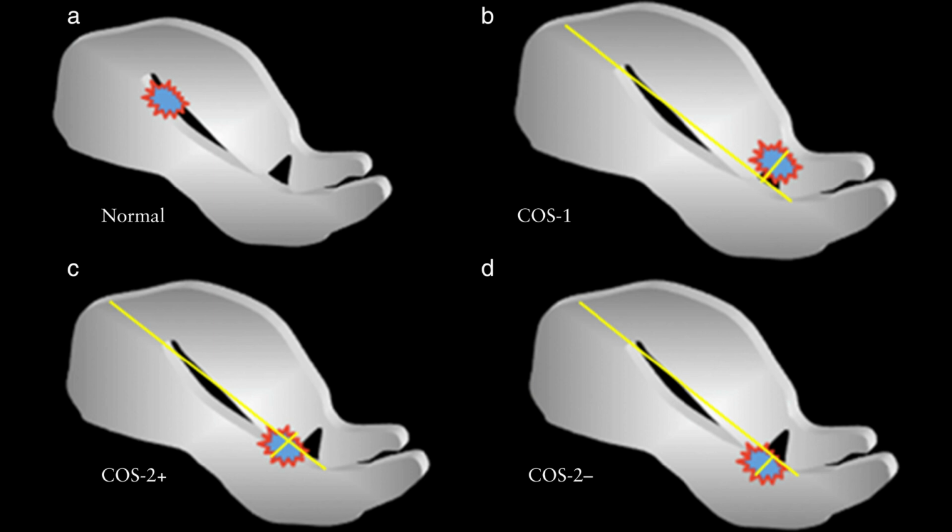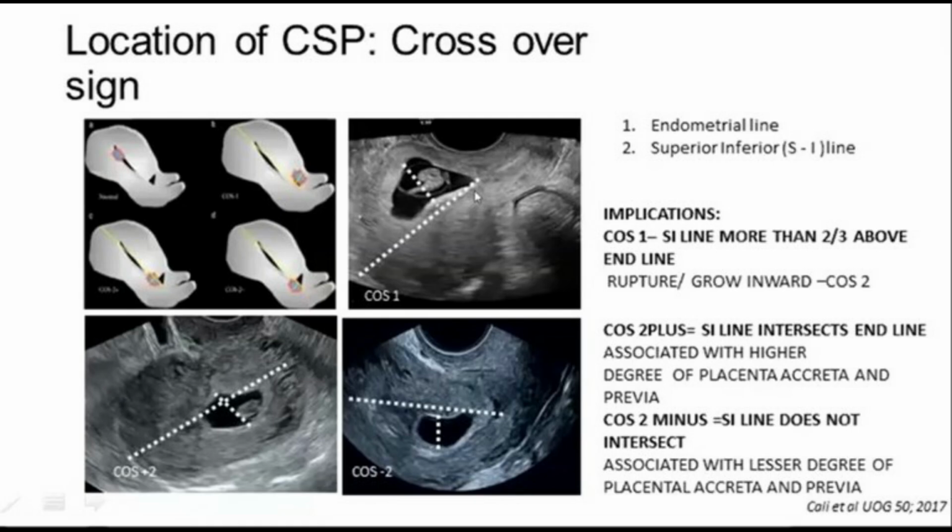Then you have to go for the line in the gestational sac, which is the line perpendicular to the endometrial line, called the supra-inferior line. It means one end is away from the endometrium, and one is close to the endometrium. That's why superior inferior. By these lines, they are subtyped as COS1, COS2 plus, COS2 minus.